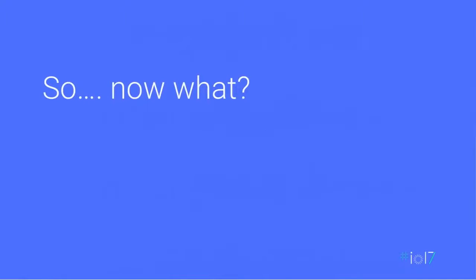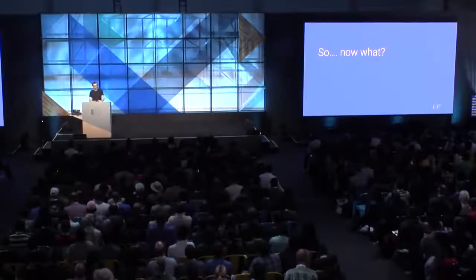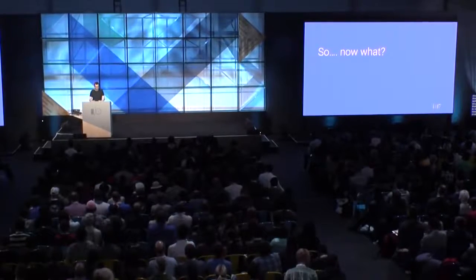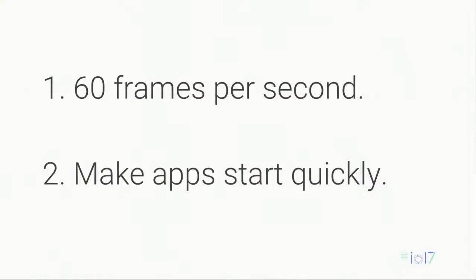So now what? I don't think most of you probably feel that comfortable using systrace yet. So why would we want to use systrace? What is systrace going to tell us that makes it so useful? Let's go back to the two goals that we had for Pixel. Number one, 60 frames per second. Number two, it makes apps start quickly. OK, yeah, systrace can tell us some things about this directly. But there's an underlying principle here that we should call out.